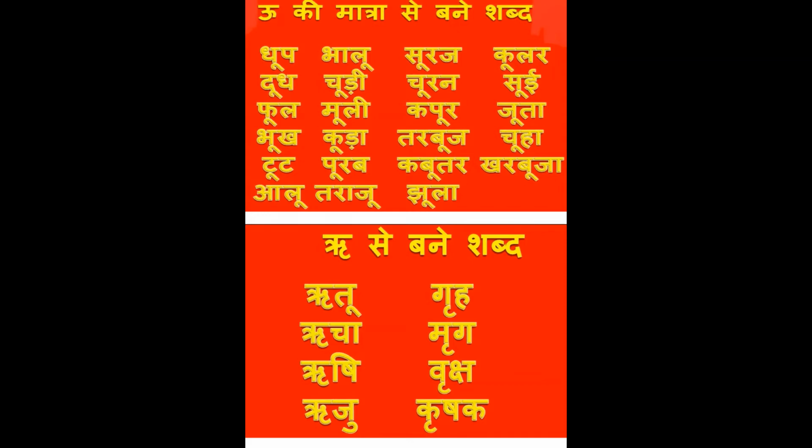Like that. In the same manner, Ri ki matra. So this one. Ri, ta में ऊ की मात्रा तू. ओके, र तू, ऋतु. ऋ चा, ऋचा. ऋ षि, ऋषि. ऋ जु, ऋजु. In the same manner you can read this. ग्रह, मृग. मा में री की मात्रा से मृ it will become.